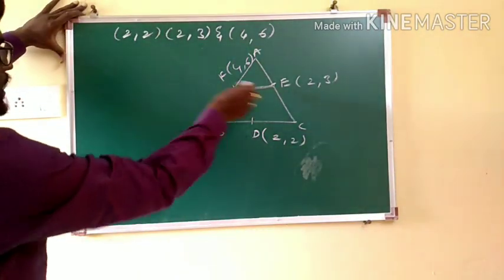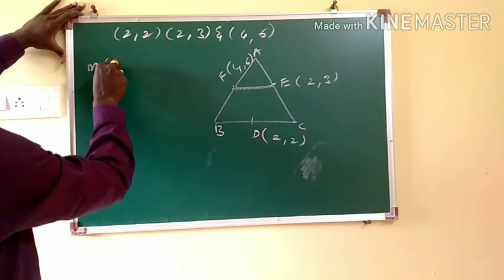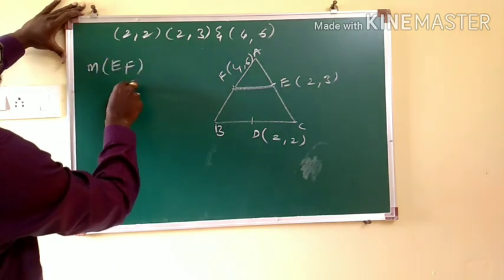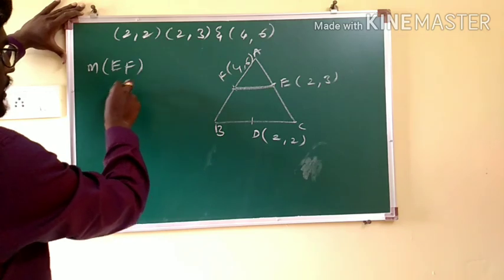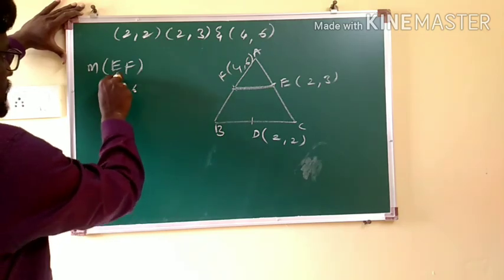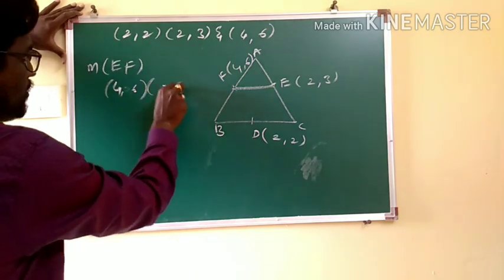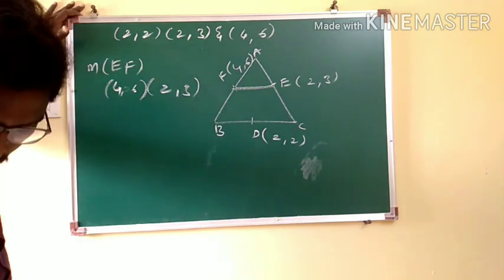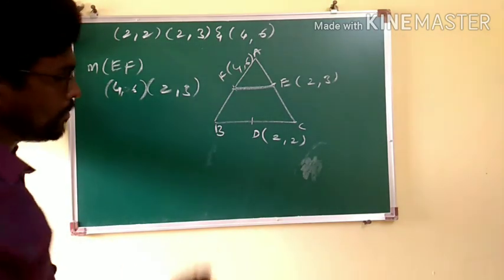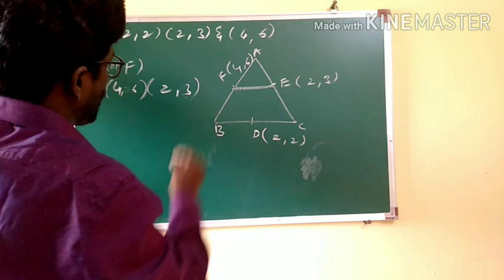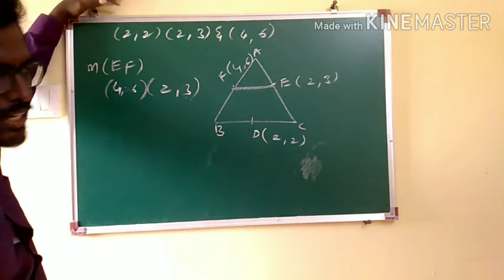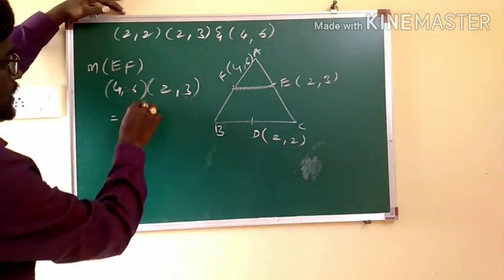First, what shall we do? Let's find the slope of EF. What is the slope of EF? Here you are given the coordinates 4 comma 6 and 2 comma 3. Okay. What is the slope formula when you are given two coordinates? y2 minus y1 by x2 minus x1.